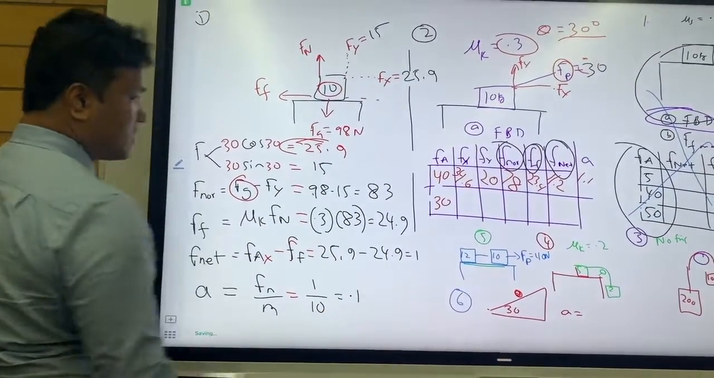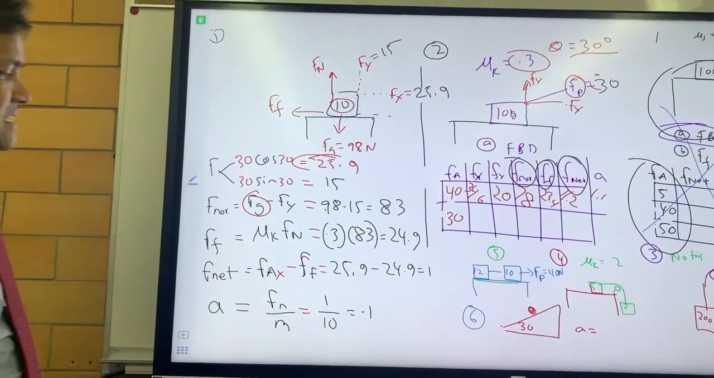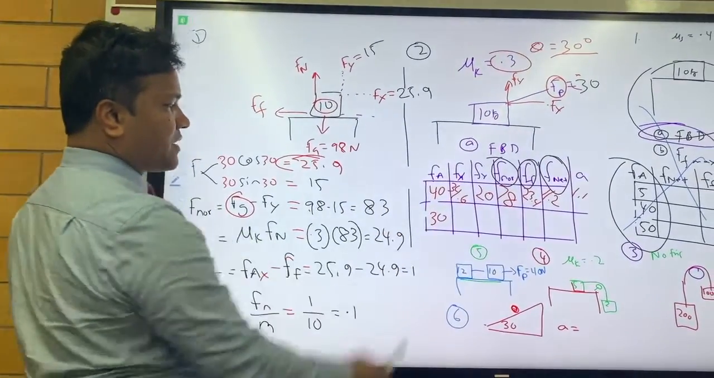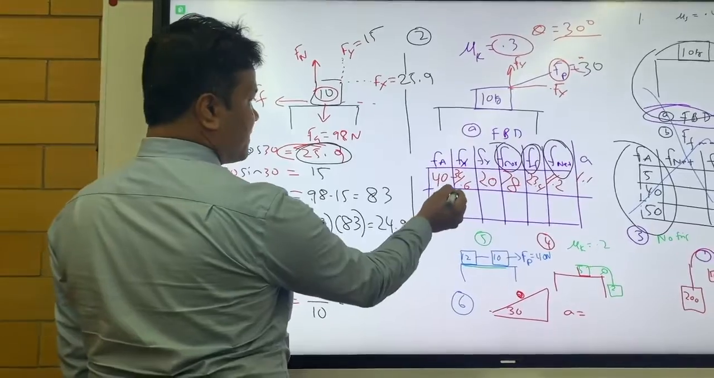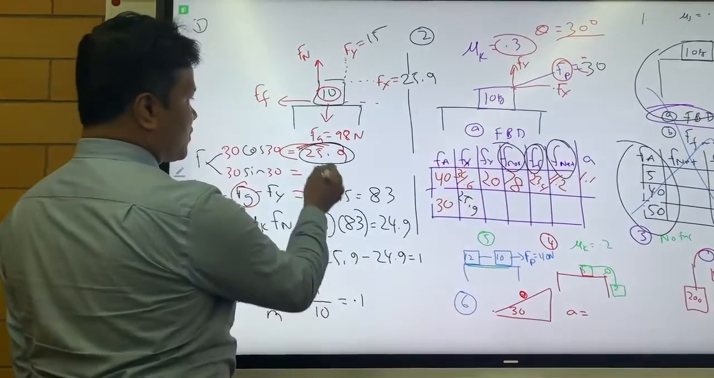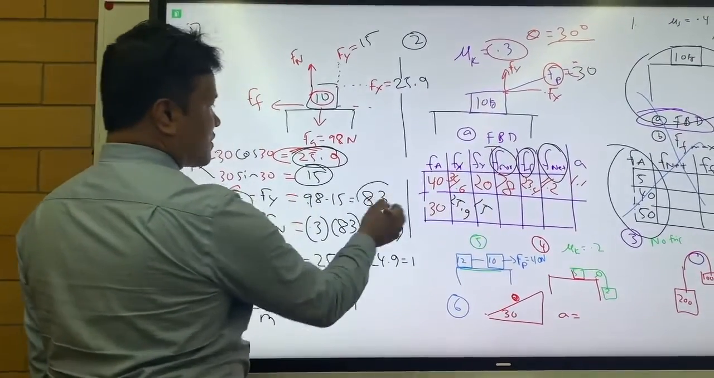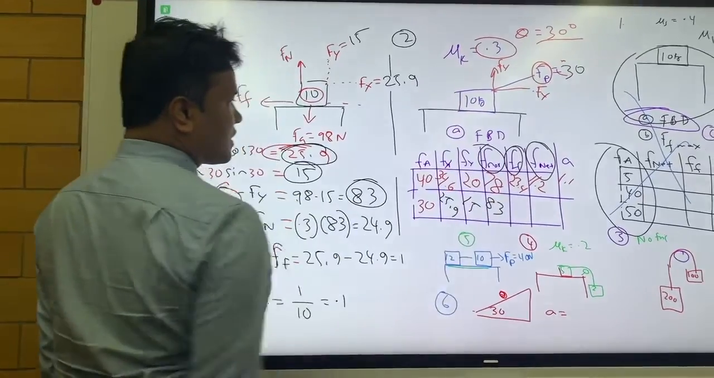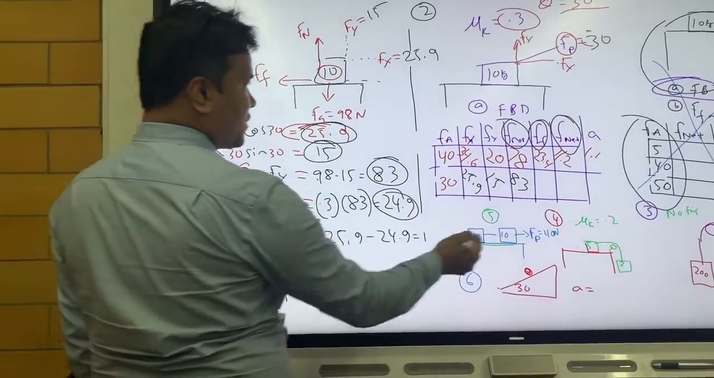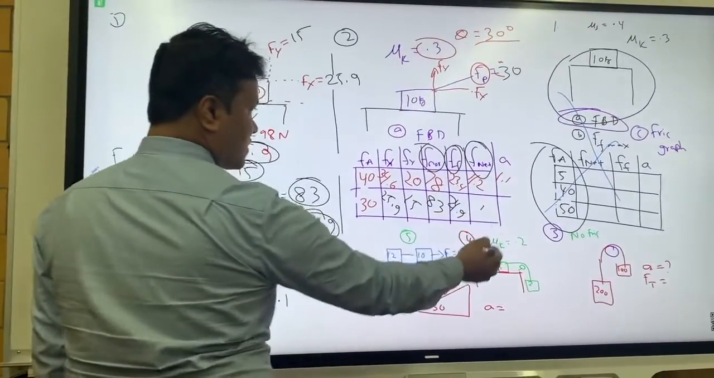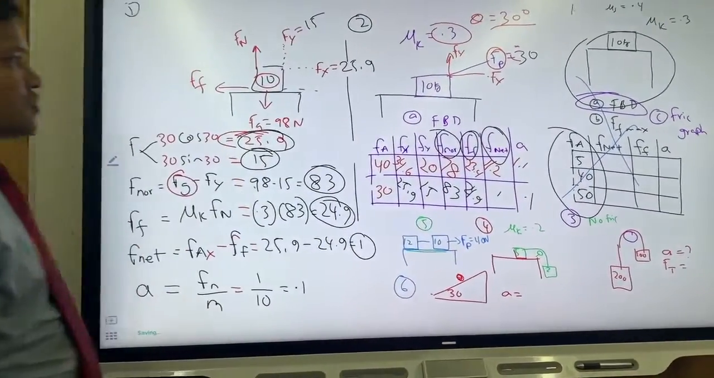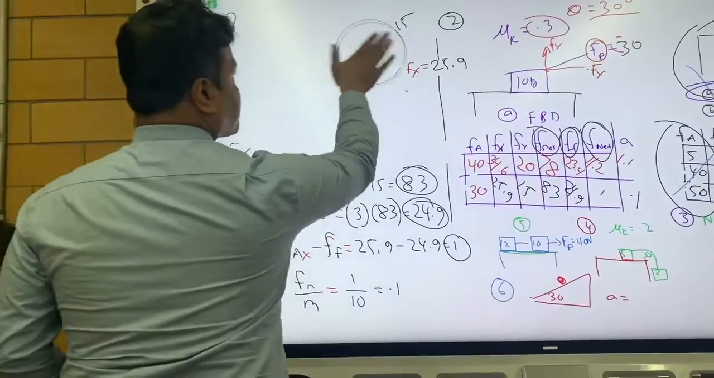0.1. Does that make sense? Yeah, that makes sense. Acceleration is less because the applied force is smaller. So we're gonna write 25.9, and then we're gonna write 15. We're gonna write 83. We're gonna write 24.9, and we're gonna write 1, and we're gonna write 0.1. Okay, so we're done with that problem.